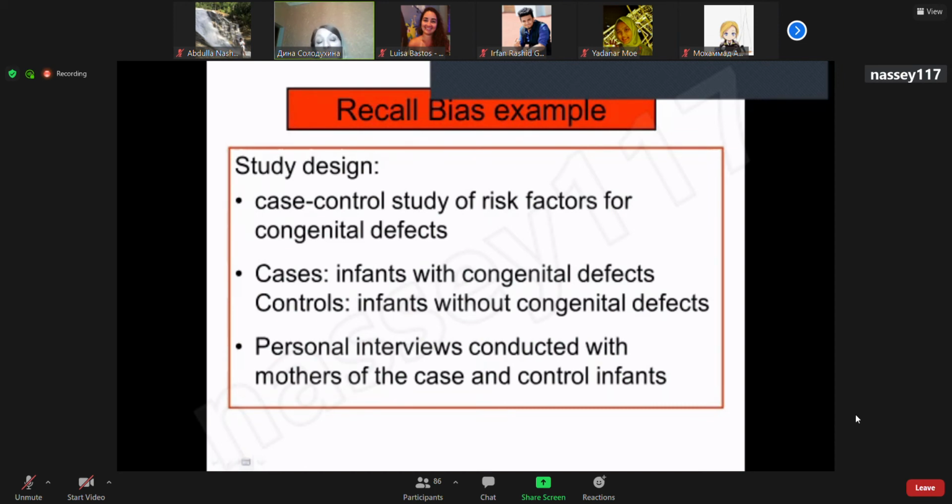And what we know typically is that cases remember past exposures better compared to controls, because psychologically people blame themselves for certain problems, and they try to remember what kind of exposures they could have had in the past that led to this problem. So this is called recall bias, and recall bias is really very typical in a case control study.